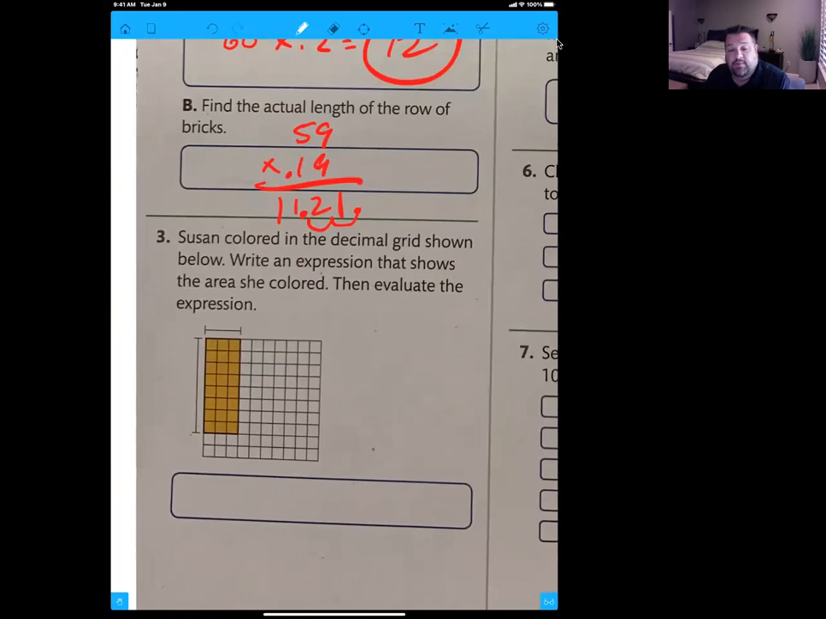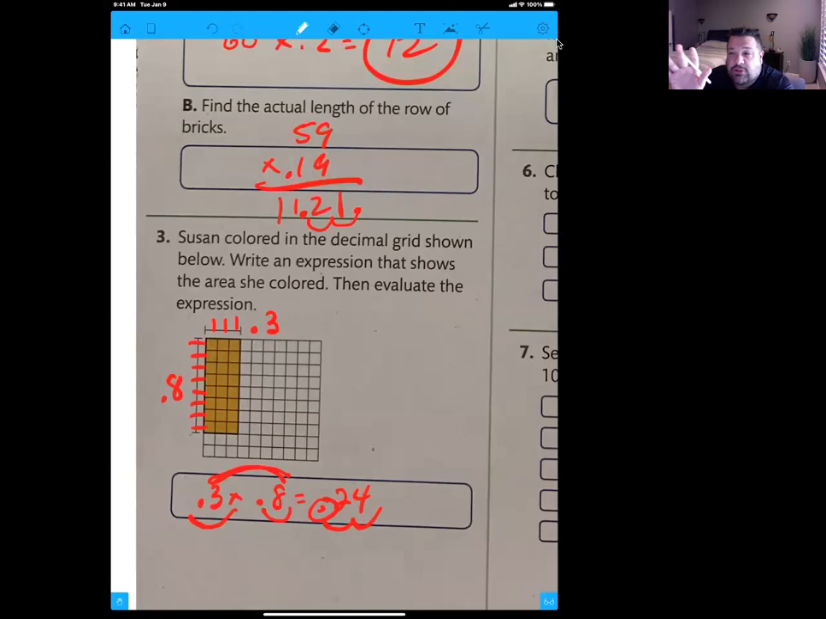Now, we haven't done tons of work with these grids, but this is 1, 2, 3. So this would be 0.3 going this way. And this is 1, 2, 3, 4, 5, 6, 7, 8, which would be 0.8 going this way. If you multiply 0.3 times 0.8, you get 0.24. And it's the same thing: 3 times 8 is 24. And then you've got to move the decimal 2 times. So you would move it to get it over here, right?